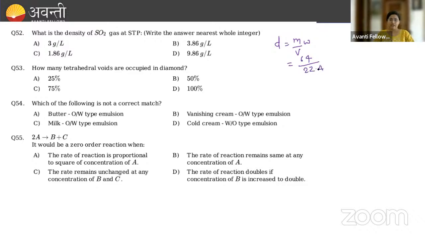Just do this calculation and you will get the answer. It is nearly equal to 3 grams per litre. We had to find out the density, so your answer will be A.